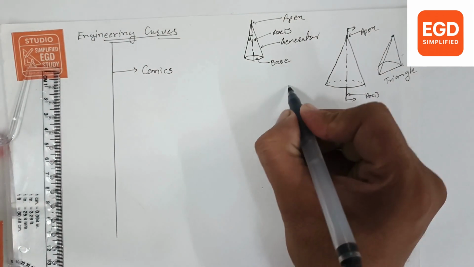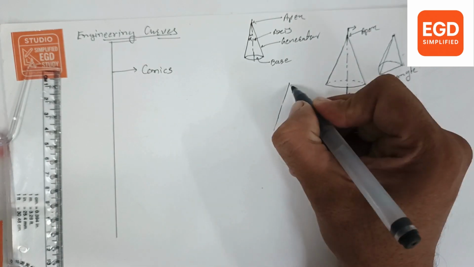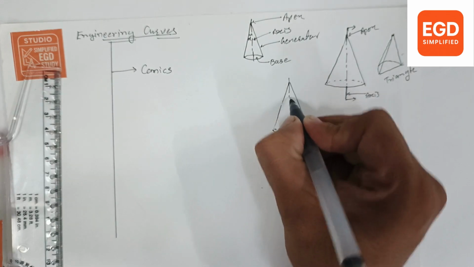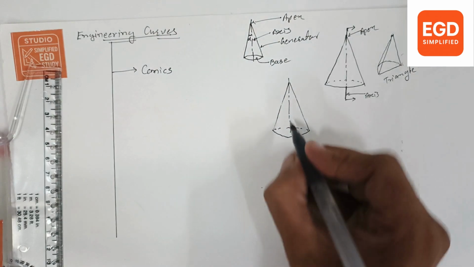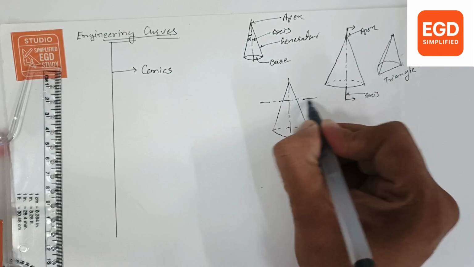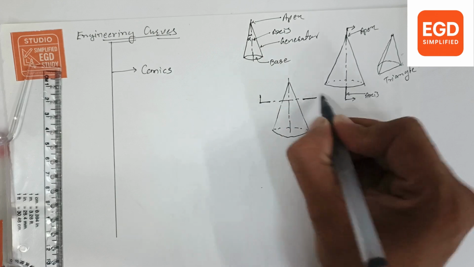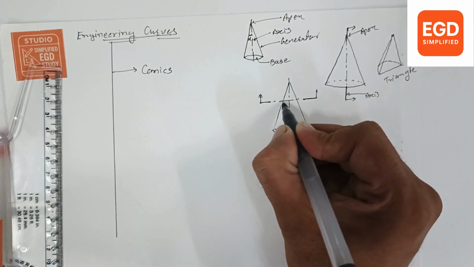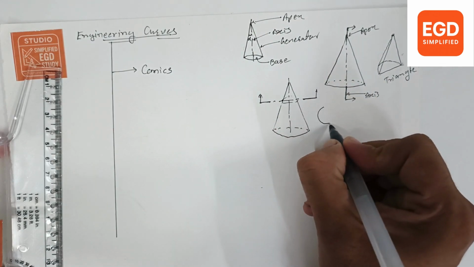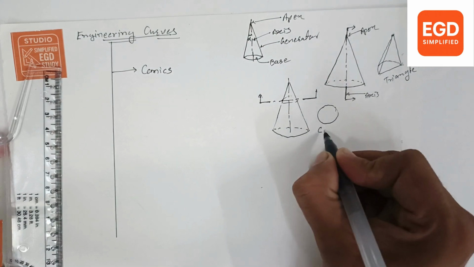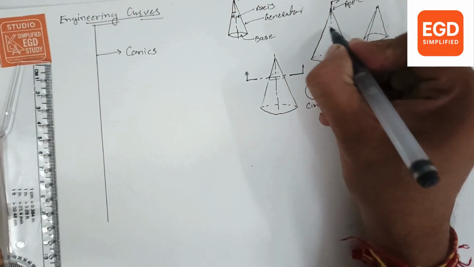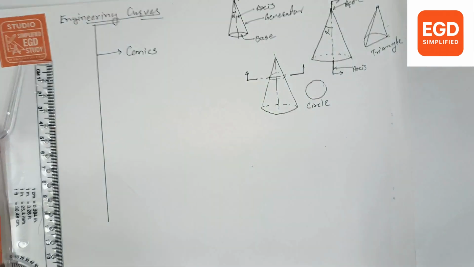Then suppose there is a cone. This is its axis. Now it is cut by a horizontal plane and we remove this portion. So the entity generated looks like this. When we see it from the top, it will be a circle. The generator makes an alpha angle here.